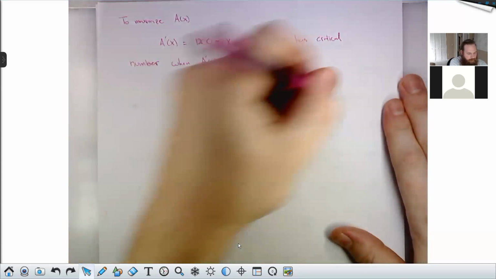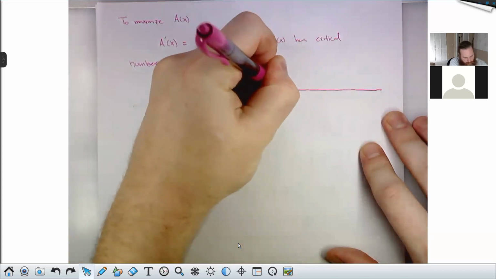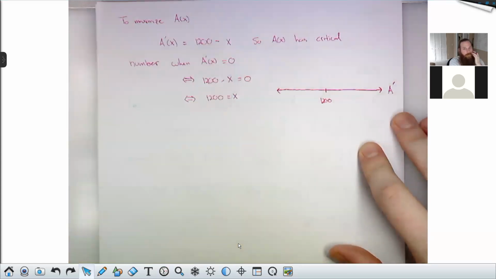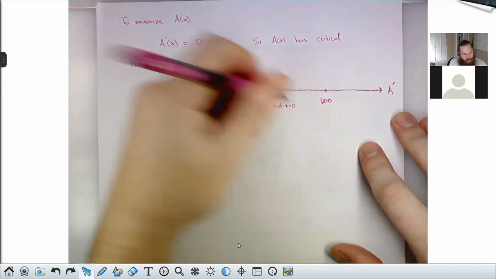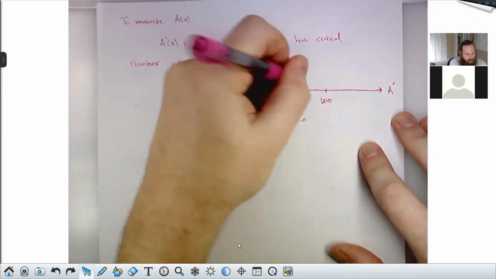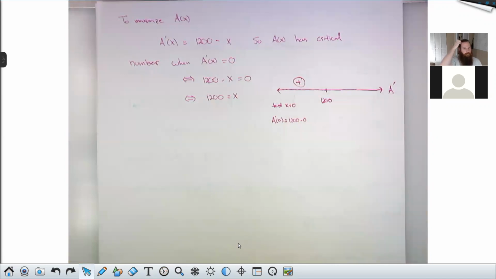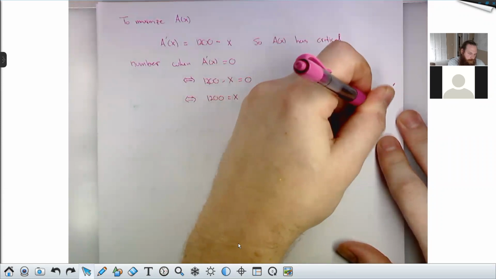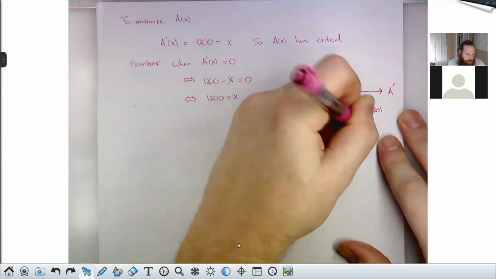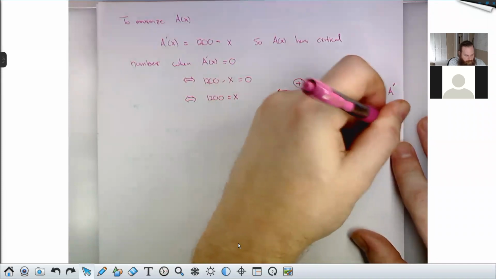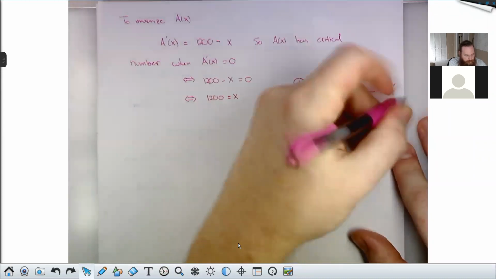And we can verify that this is a max by making a number line using our first derivative test. So this will be a number line for A prime. I'll put 1200 here. If you test something to the left of 1200, like 0, then A prime of 0 is 1200 minus 0. That's definitely positive. So A prime is positive to the left of 1200. And if you test something to the right of 1200, like 1201, A prime of 1201 is 1200 minus 1201, which is -1. In particular, it's negative.